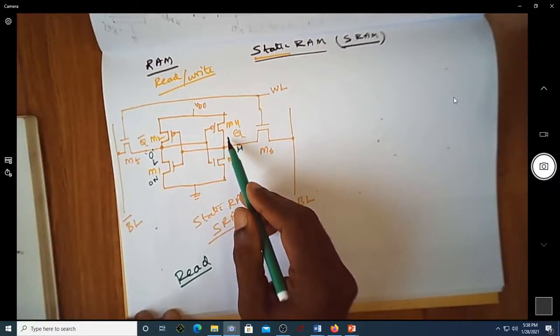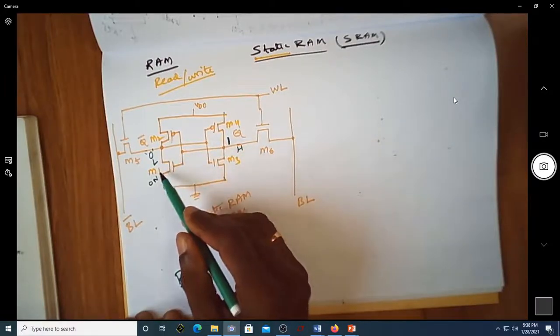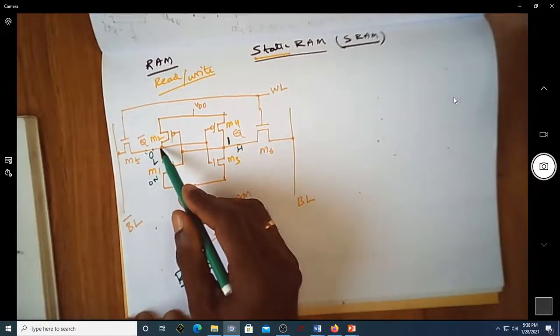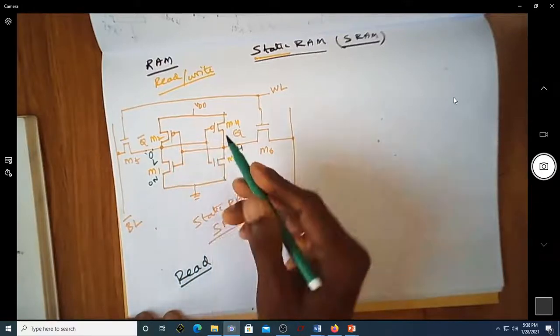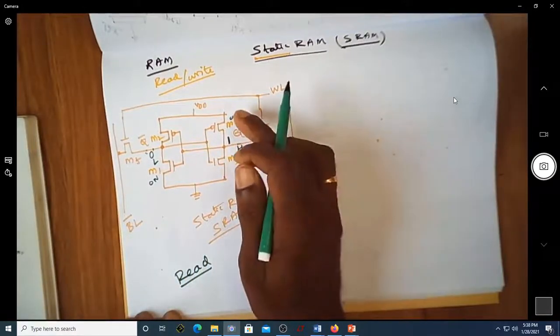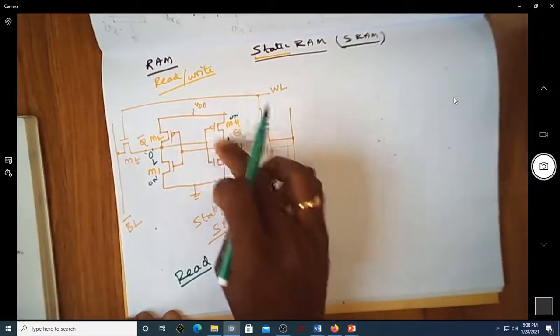So as long as 1 is stored here, this 1 will make the M1 transistor turn on. When the M1 transistor turns on, whatever voltage is there will get discharged to 0. This 0 is going to turn on this transistor. When this is on, the output voltage at Q will be VDD.